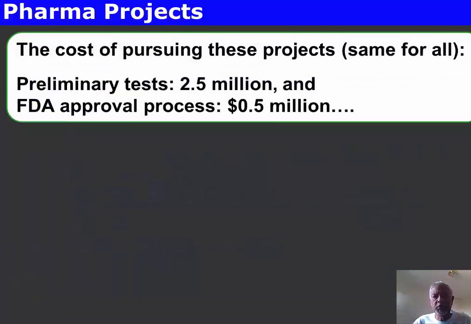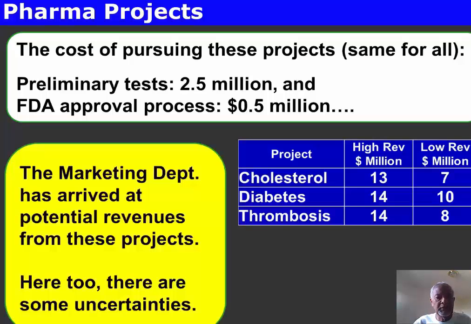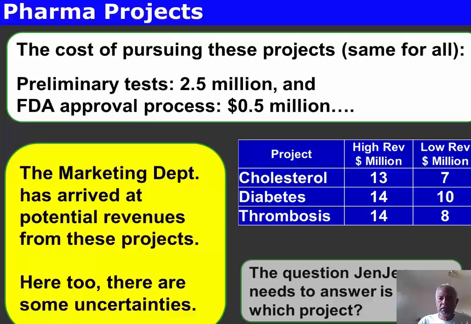The cost of pursuing these projects is considered to be the same for all of them. Preliminary tests would cost $2.5 million, and the FDA approval process would cost another $500,000. The marketing department has arrived at potential revenues from these projects. Here too, there are some uncertainties. There is a possibility of high revenue, as you can see from the table, and a possibility of low revenue. The question Gengen needs to answer is, which project should they pursue?